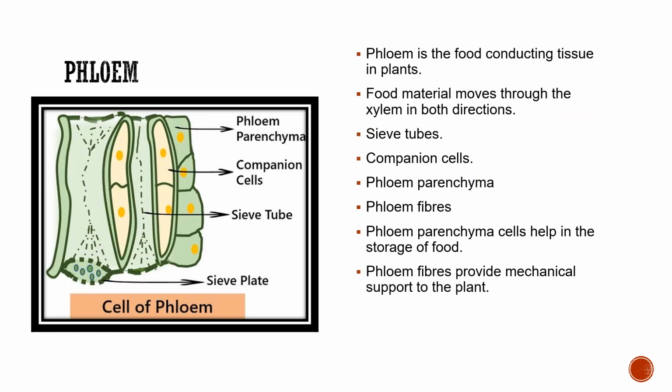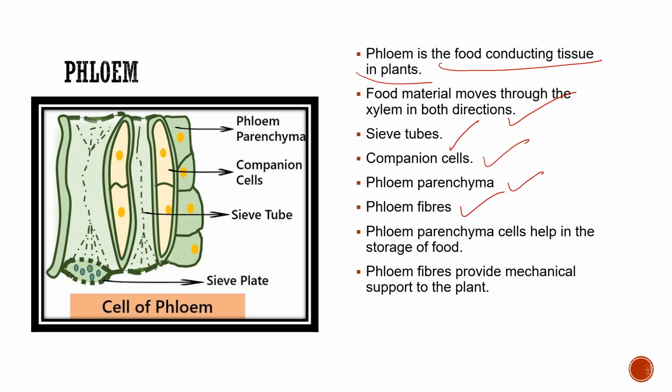Now what is this part of the vascular system doing? This is the second part, that is the phloem. It is the food conducting tissue in plants. The food material moves through the phloem in both directions. So what are the components of this phloem? Four elements make up the phloem. First is the sieve tube, then the companion cells, then the phloem parenchyma, and then the phloem fibers.